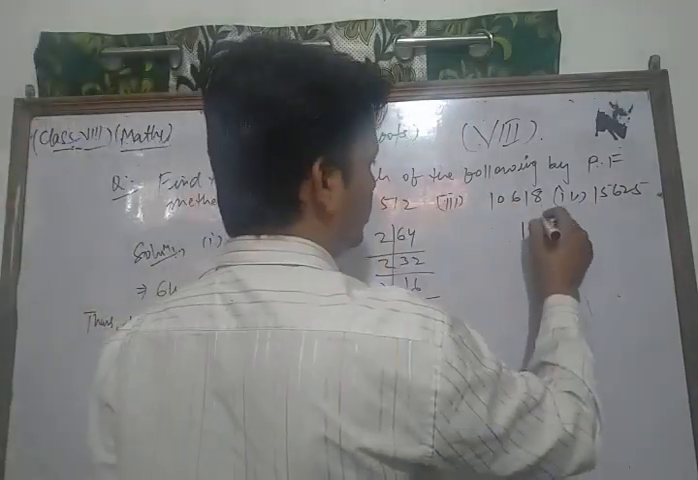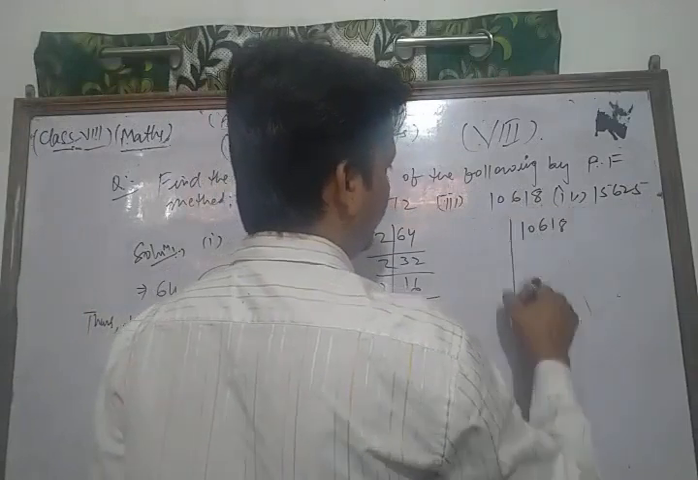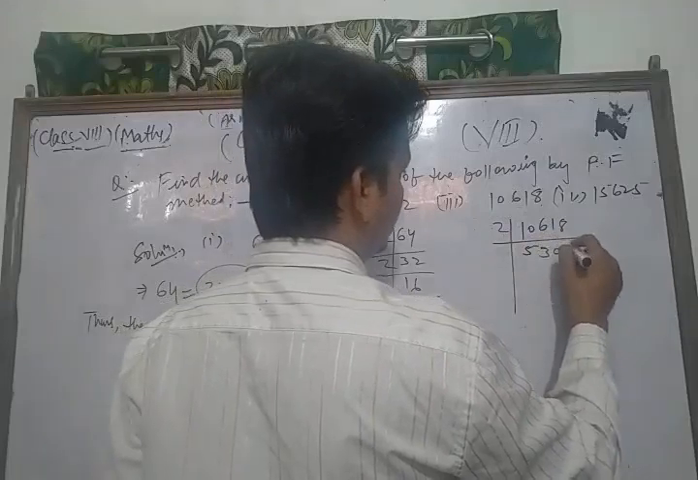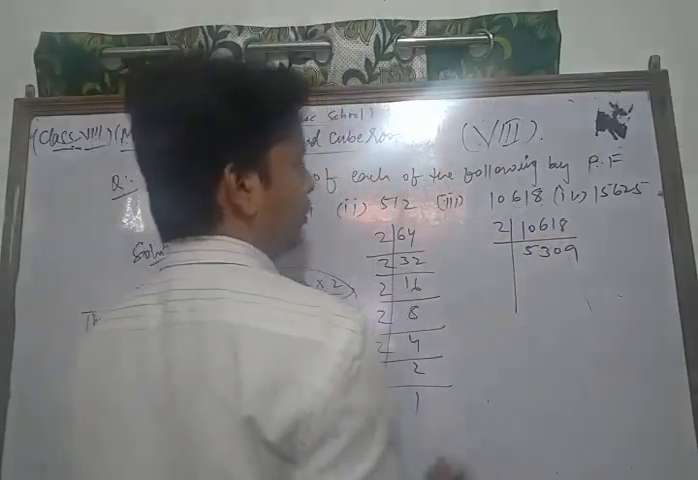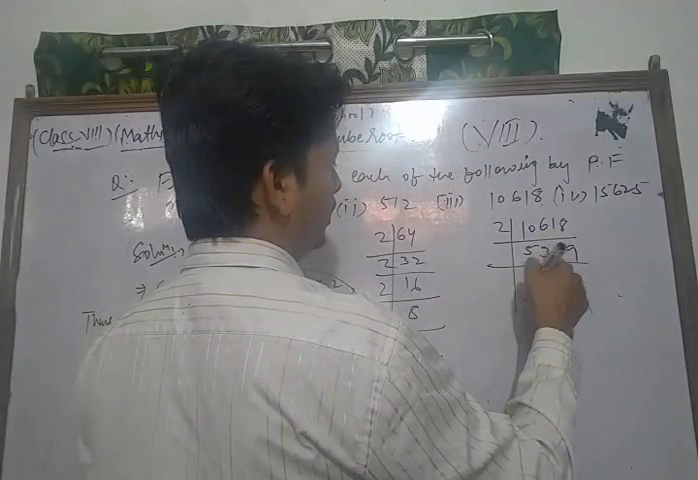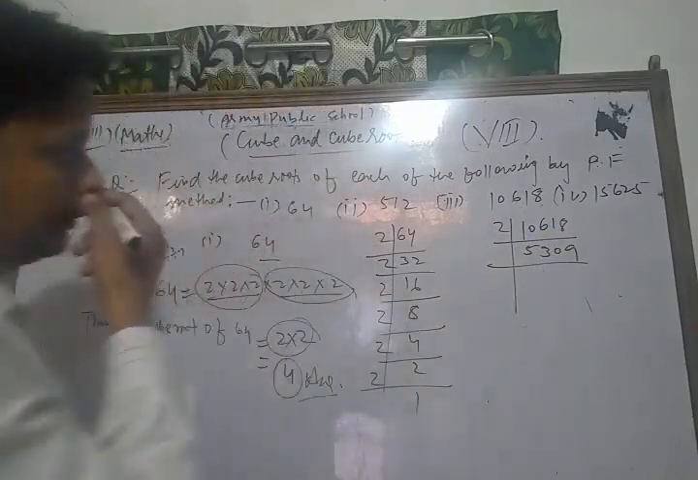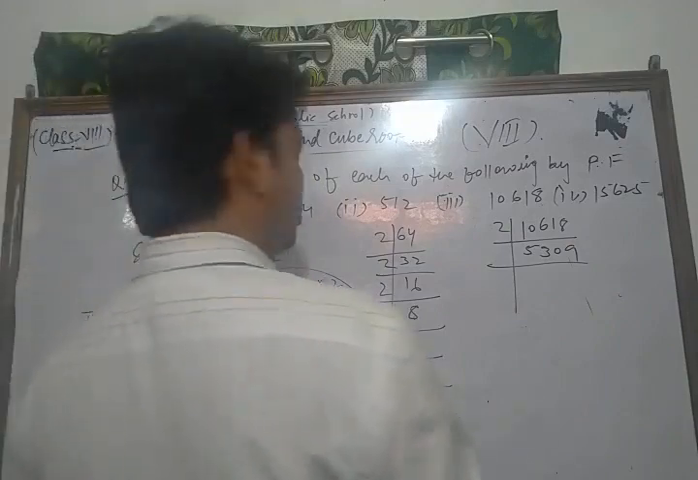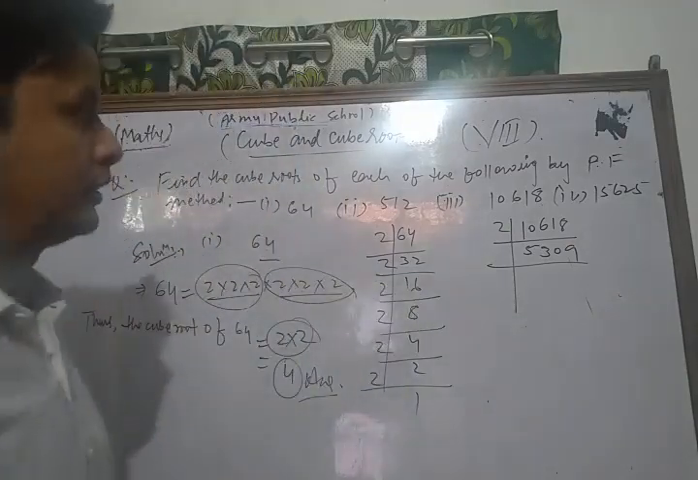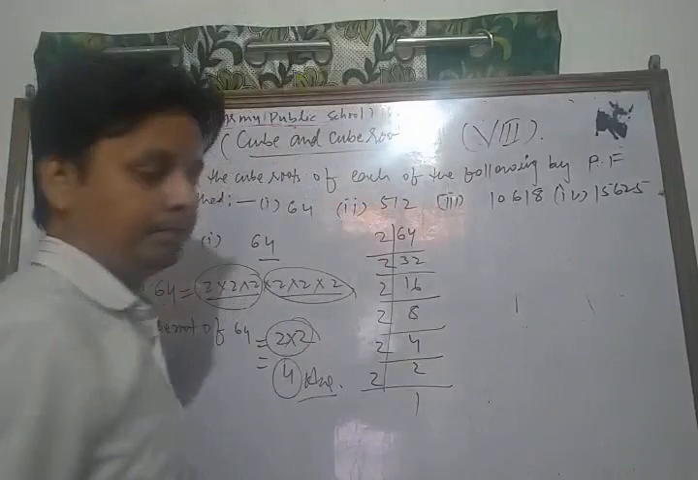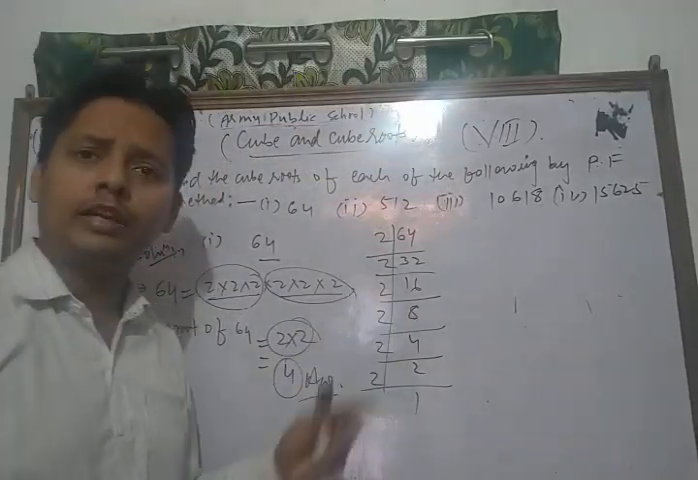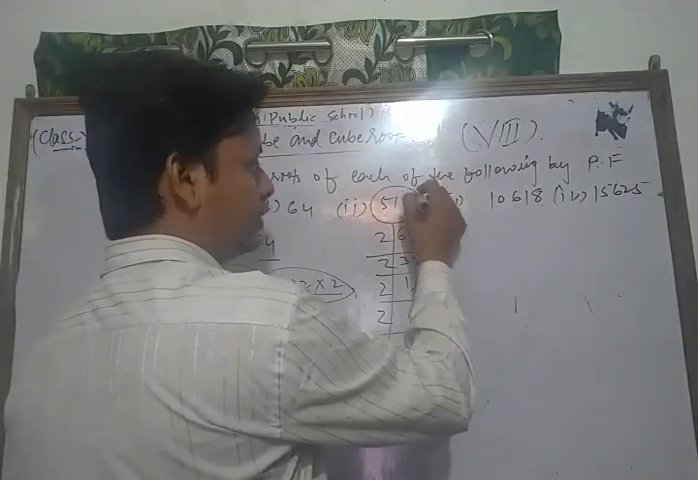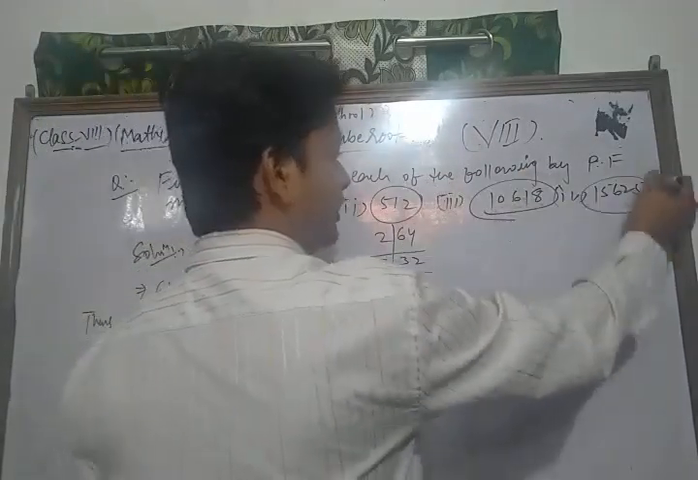Suppose that we take 10618. So similarly you do their prime factorization and you get your result. Now similarly you can factorize each of the following. Similarly you can factorize 512, you can factorize this, and you can factorize this.